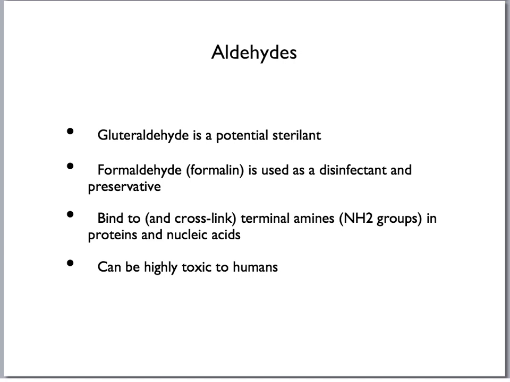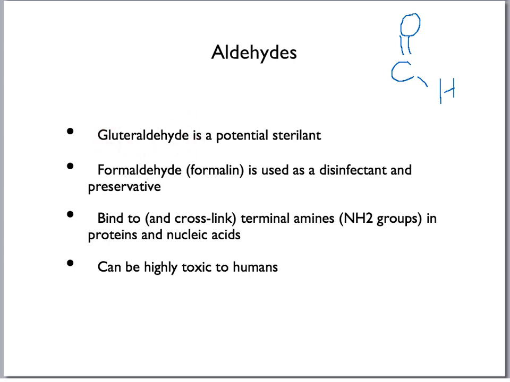So aldehydes is the next thing. Aldehydes, chemically, they all have a sort of similar look to them. They're a carbon double bonded to an oxygen with a hydrogen at the end. That's what an aldehyde is. And the two aldehydes that are commonly used to control microbes are glutaraldehyde and formaldehyde.